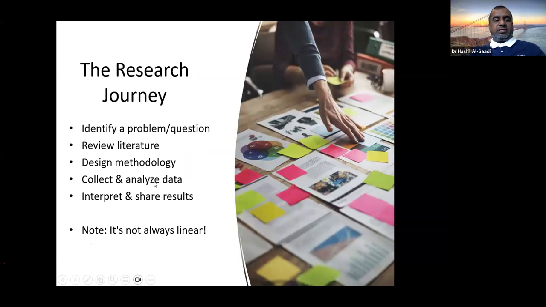Okay, let's continue on with your research journey. In your research journey, you start off by identifying a problem or a question, okay? And in order to do that, you'll need, of course, to become reflective.